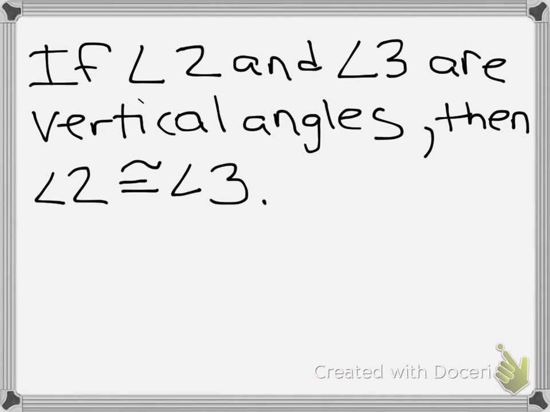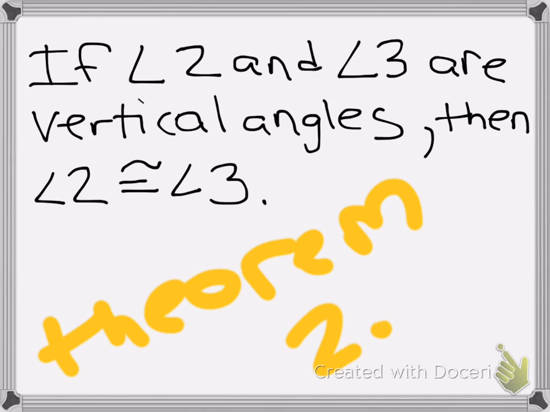The next one, we are talking about if angle 2 and 3 are vertical angles, then they are congruent, and that is just the vertical angles theorem, or theorem 2.8.